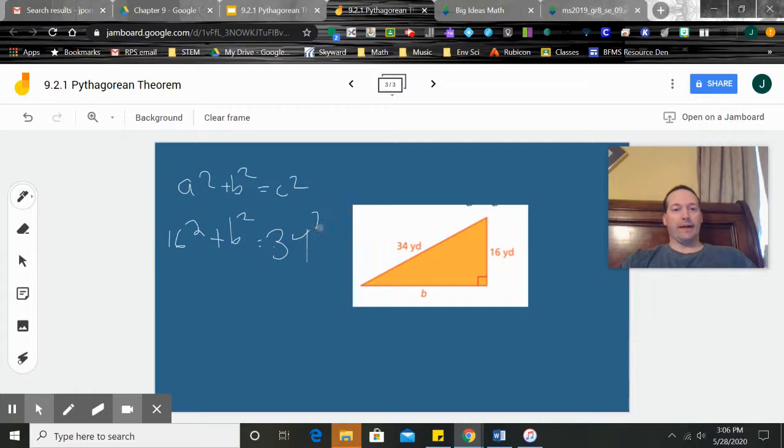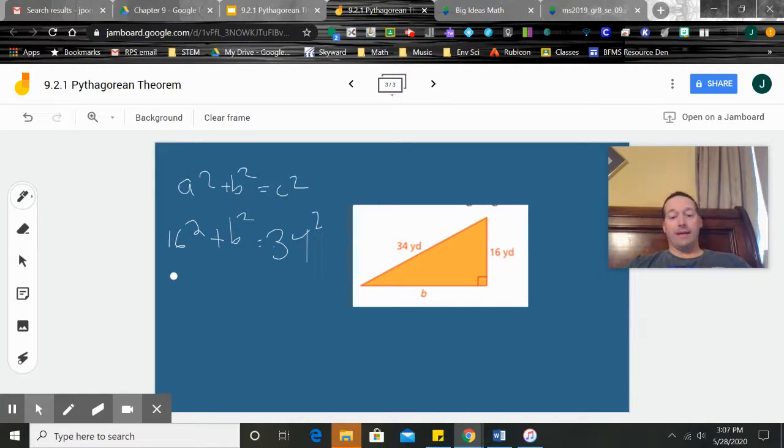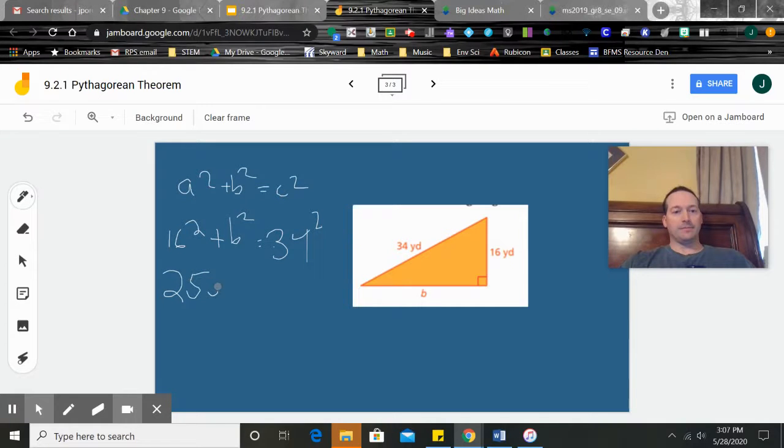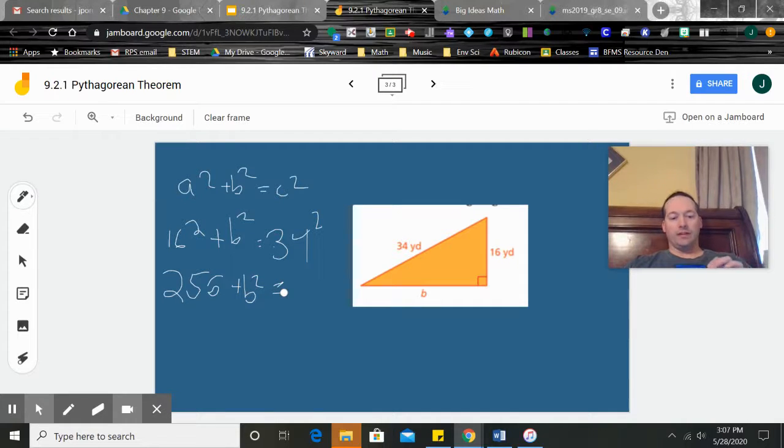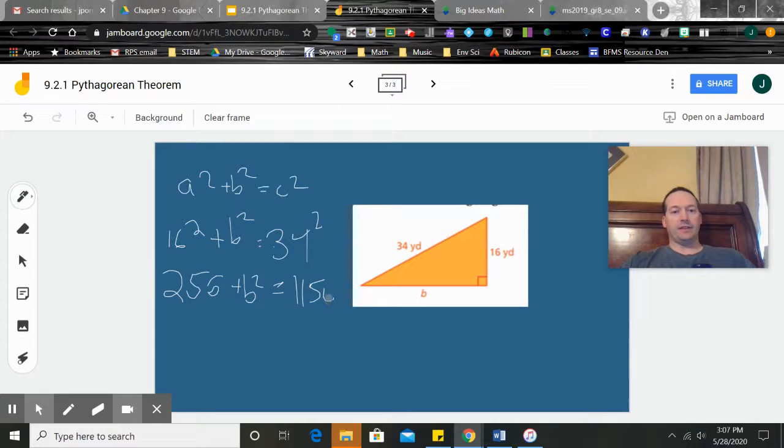Squared. All right, so 16 squared, I don't know that one off the top of my head. Oops, helps if I type in the right number. 256. So 256 plus b squared equals, I think this is 1156. Yes, equals 1156. Now I need to solve for b.